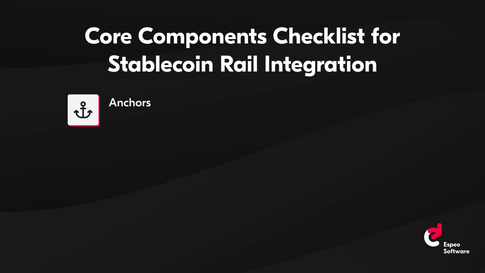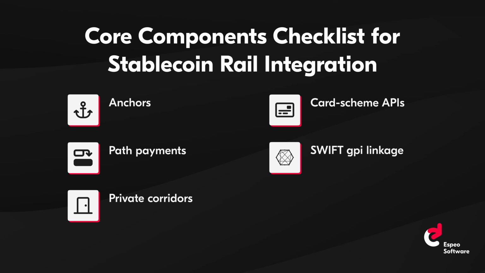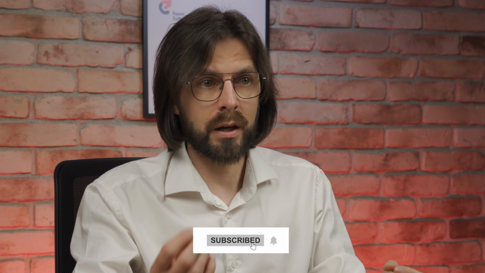Anchors move cash between bank accounts and tokens. Path payments do instant currency exchanges. Private corridors settle interbank transfers in seconds. Card APIs let merchants accept the coin. SWIFT GPI keeps the existing tracking dashboards, and RTGS gives the central bank its finality. This way, we are not tearing out our legacy rails, we are laying faster, cheaper tracks underneath them. That way, treasurers, merchants, regulators, and customers all keep the workflows they trust, while we deliver faster 24/7 cross-border settlement.